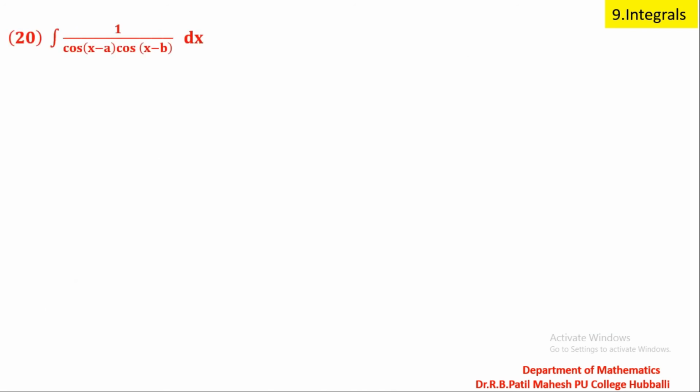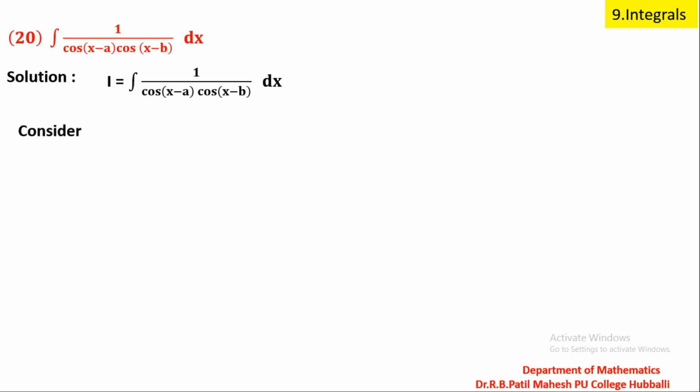Integration of 1 upon cos of x minus a into cos of x minus b dx. Evaluate the problem. Before that, some formalities. Solution, I equal to the given problem. I think whatever the method we apply, either by substitution or by trigonometric formula, we are not able to get it in the initial stage. So I request you all to concentrate properly. Taking this function outside, simplify that first. I am taking it outside.